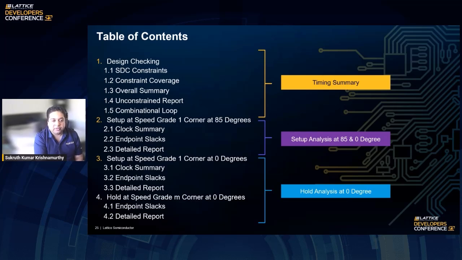And the hold is always performed at an M speed grade at 0 degrees Celsius. An M speed grade is a virtual speed grade, which is faster than the fastest available speed grade. The idea is if you meet hold timing at the M speed grade, you will meet timing on the other speed grades.